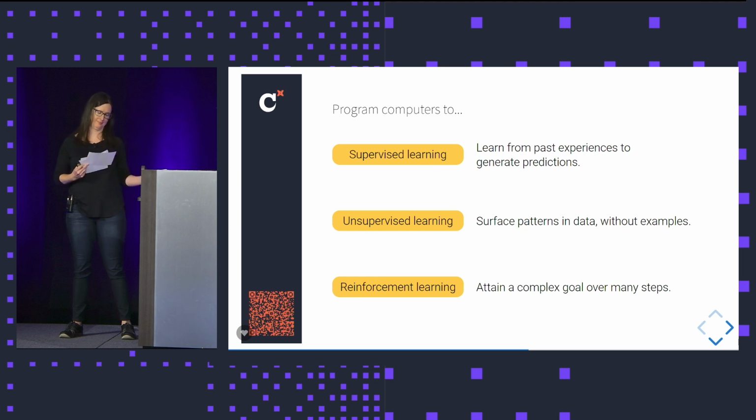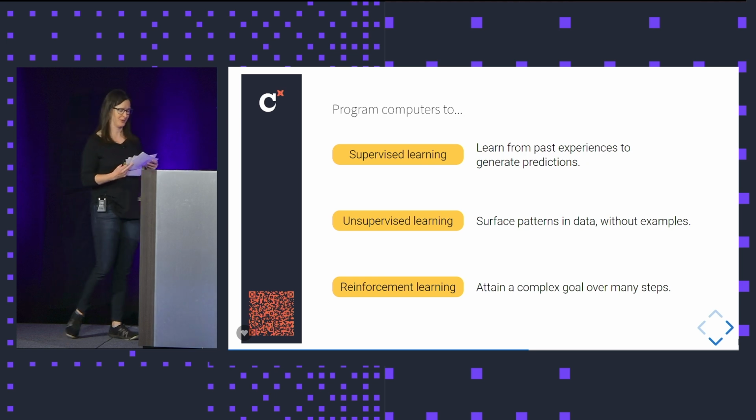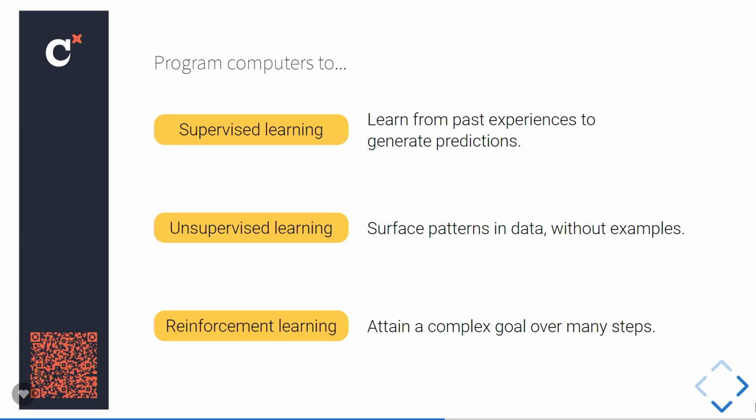Machine learning can be grouped into three key categories: supervised learning, unsupervised learning, and reinforcement learning. In supervised learning, you program computers to learn from past experiences to generate predictions. In unsupervised learning, you program computers to surface patterns in data without the use of historical examples. And in reinforcement learning, you program computers to attain a complex goal or objective over many steps. We're going to focus on supervised learning, which still constitutes the majority of machine learning done today.